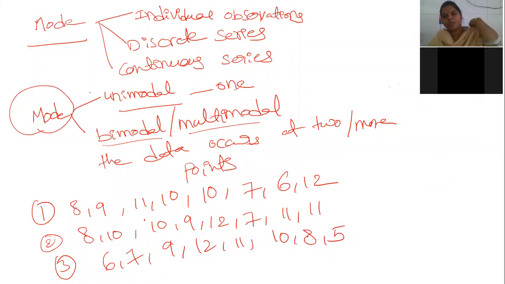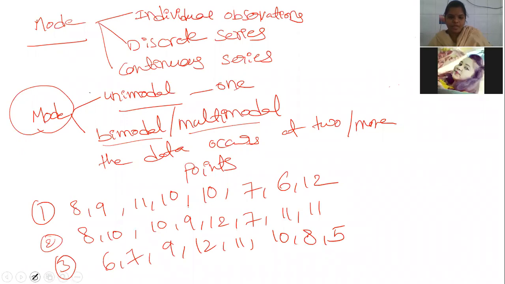See, ma'am, we have three different series of data, right? So in the first case, which one is the mode? 10, ma'am. In the second case, which one is the mode? 10 and 11.